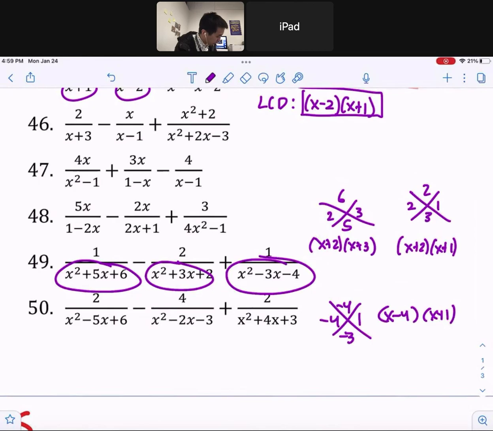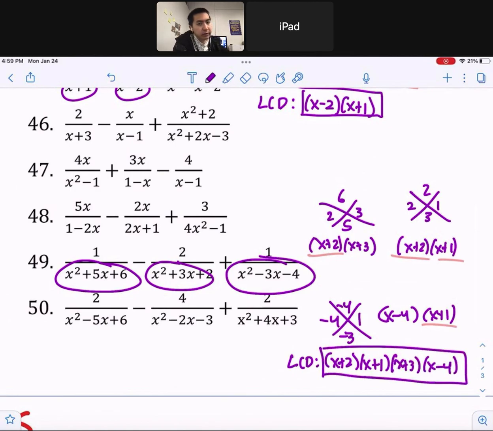So let's compare. Okay, the x plus 2s, they share in common. The x plus 1s, they share in common. And the ones that are different are, there's an x plus 3 that we have to include times the x minus 4. And that should be your LCD.